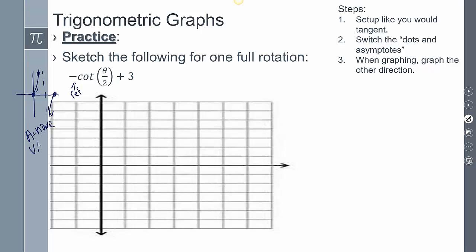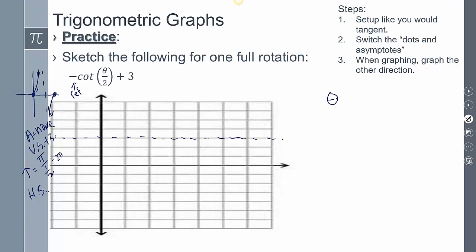My vertical shift is now going to be plus 3, so I know that my center line just shifted up 3 spaces, so I can't forget that. My period is going to be pi over b, and so that'll simplify into 2 pi. And my horizontal shift, that's typically the first value in the box when I find it.